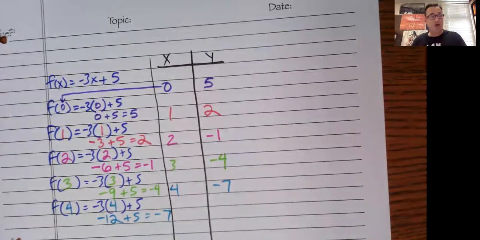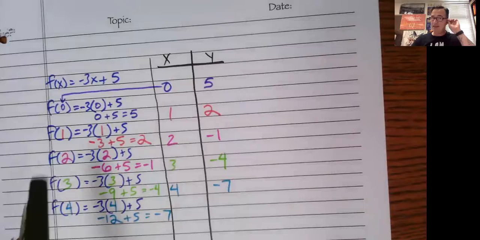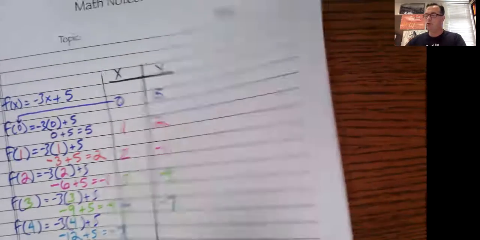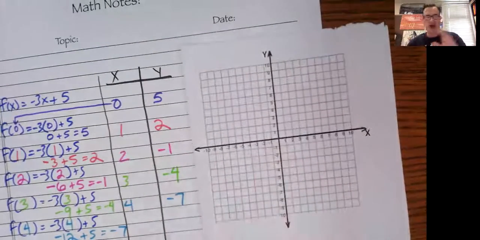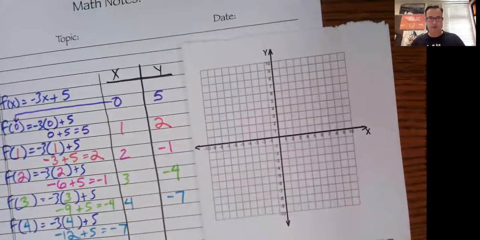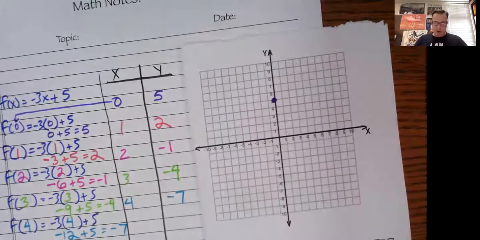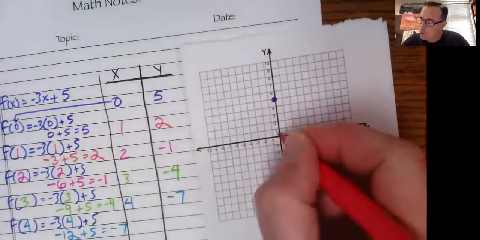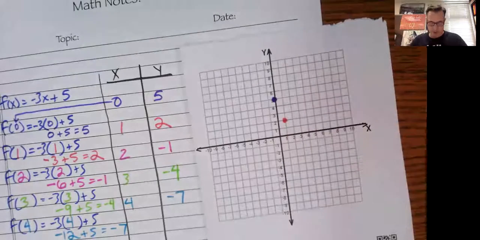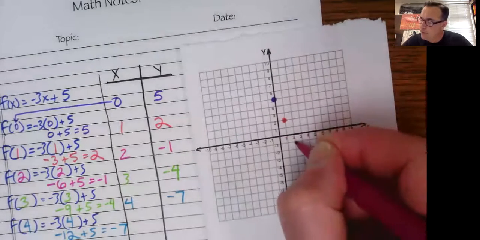When I graph this, all I'm really doing is just doing the math. But I'm going to show you something really quickly. When I do this graph, let's graph these real quickly. So we've got 0, 5. That's going to start right up here. And then we've got 1, 2. So over 1 up 2. And then we've got 2, -1.